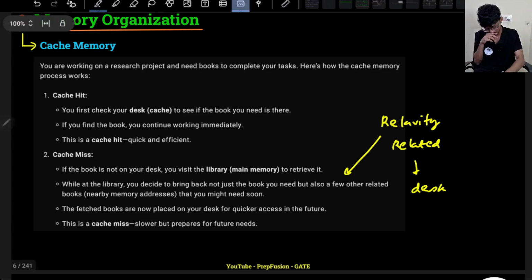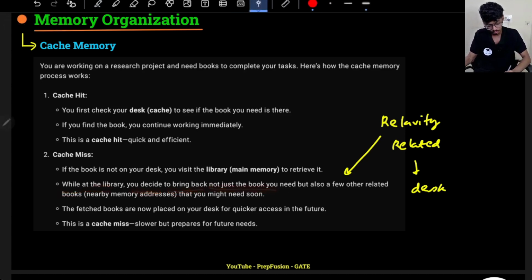So that is what is written over here. While at the library you decide to bring back not just the book you need, but also a few other related books, the nearby memory addresses. In technical terms, it is the nearby memory address. So once there was a cache miss and you went to main memory 1000, it's not like you only need memory 1000. You are smart, so you will say, don't just bring memory 1000, bring about 30 to 50 memories near memory 1000.